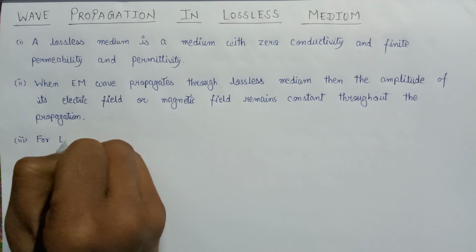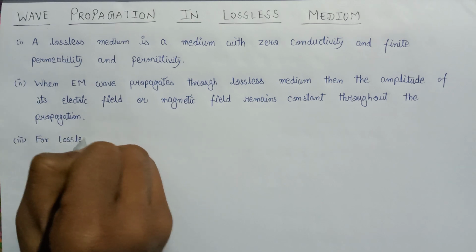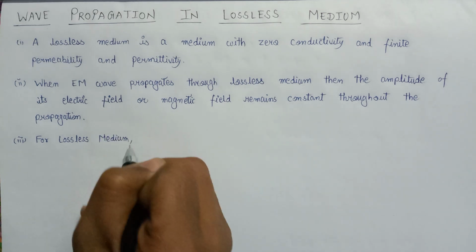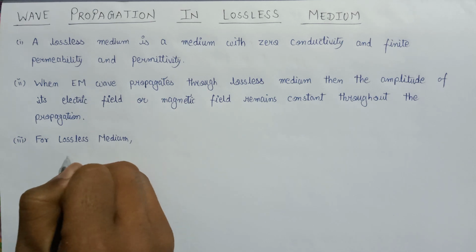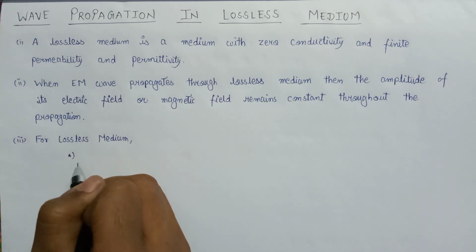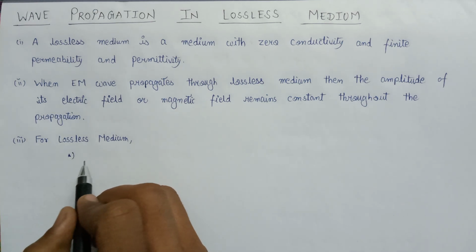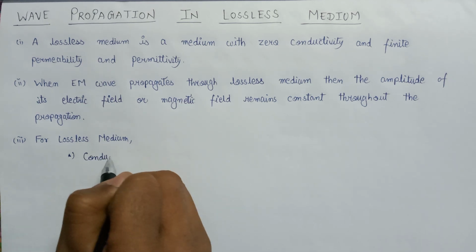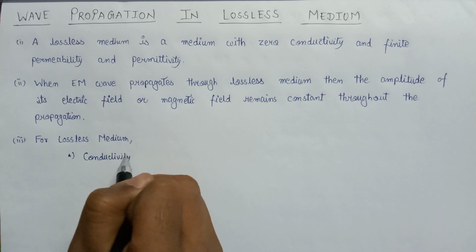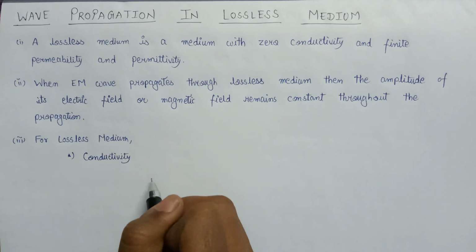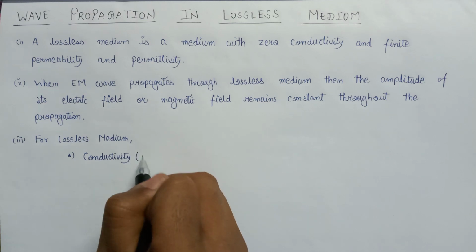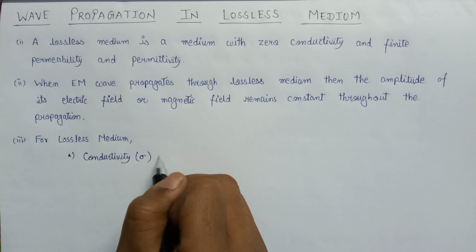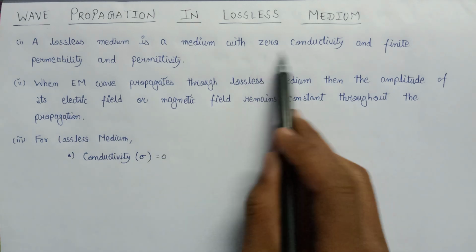For lossless medium, the first parameter associated with the propagation of wave is conductivity. The conductivity can also be represented as sigma, where in the lossless medium the value of sigma is exactly equal to zero, that we discussed here.